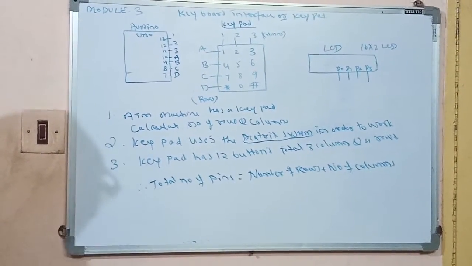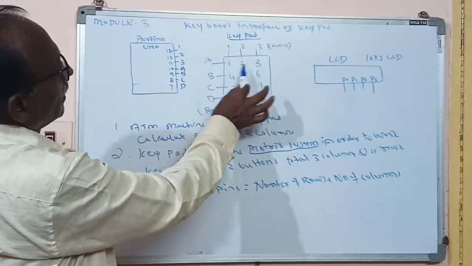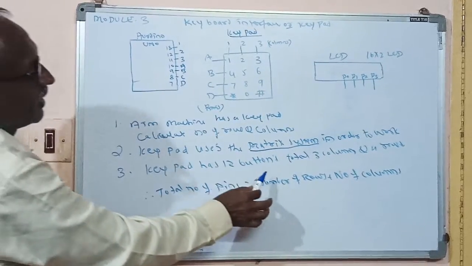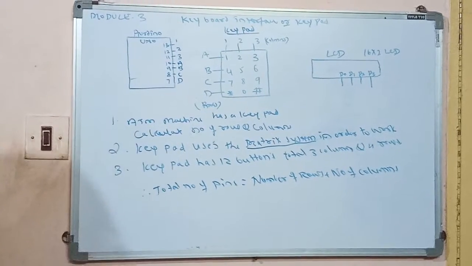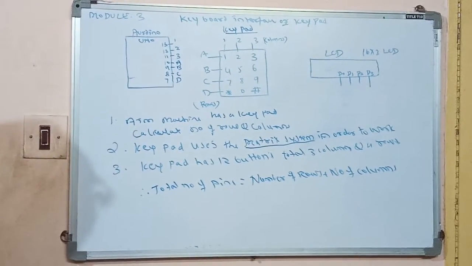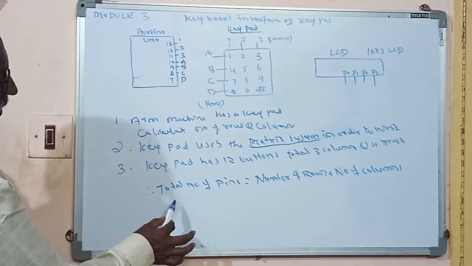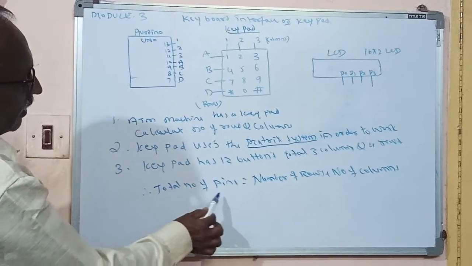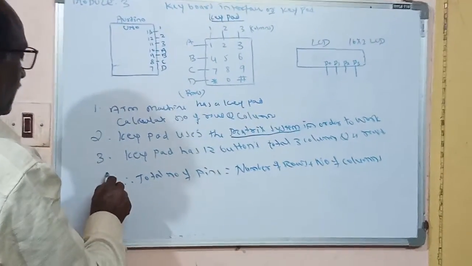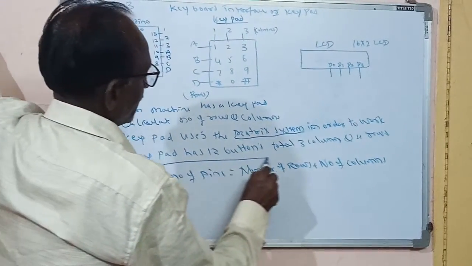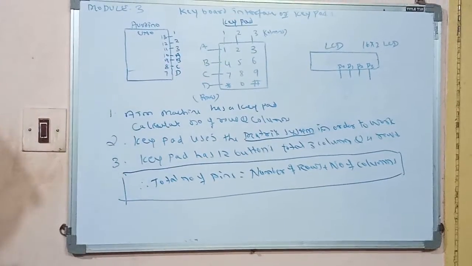Another important point for this experiment is that the keypad has 12 buttons. You can count the number of buttons. It has 12 buttons, total 3 columns and 4 rows. You should estimate all these parameters, which are helpful for writing the programs. Therefore, finally, you should know that the total number of pins is equal to the number of rows plus the number of columns. This is what we estimate from the hardware part.